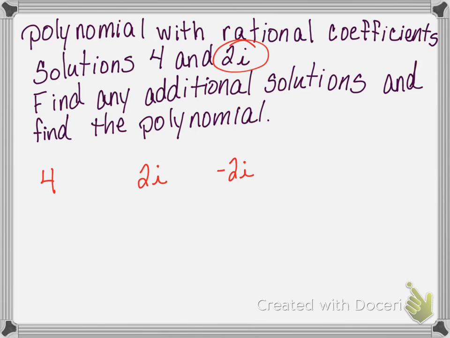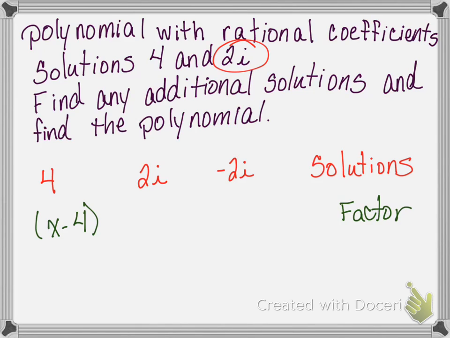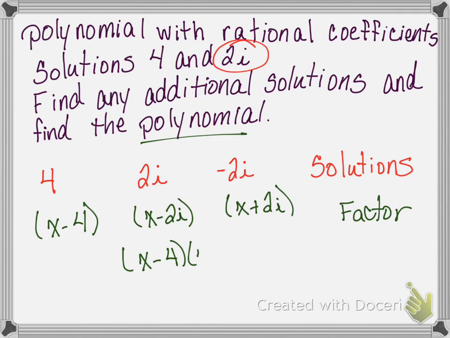So the solutions to my polynomial are 4, 2i, and negative 2i. Now we're asked to find the polynomial. I want us to identify the factors associated with those solutions. If 4 is a solution, x minus 4 is a factor. If 2i is a solution, then x minus 2i is a factor. And if negative 2i is a solution, then x plus 2i is the factor. The way we get our polynomial is that we multiply these 3 factors together, and that is what we're going to do right now.